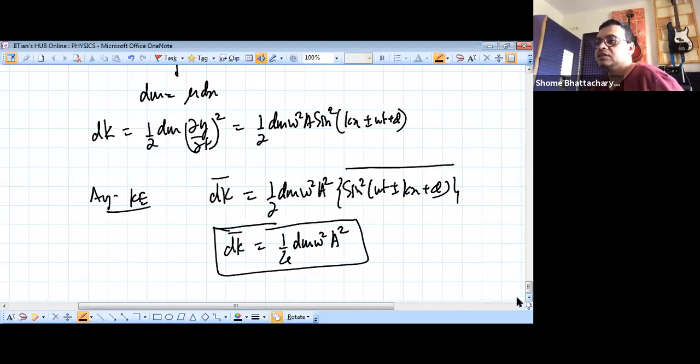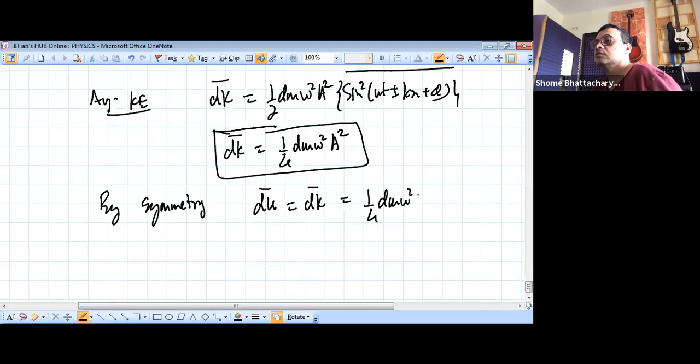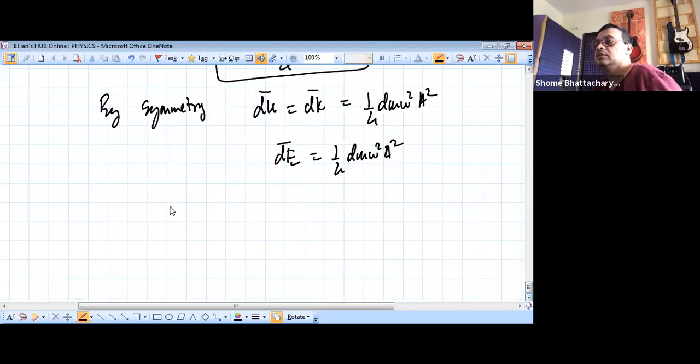Okay. Now we will say that by symmetry, the average potential energy is equal to the average kinetic energy. So that is also this much. So the average energy of the particle is 1 by 4 dm omega square a square, and from that we get the power propagated.